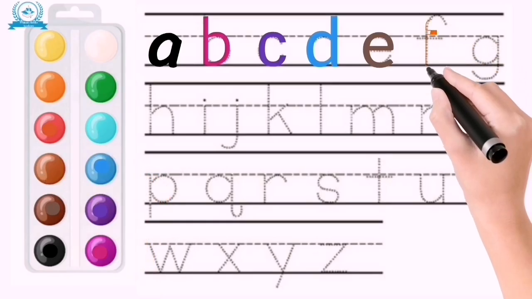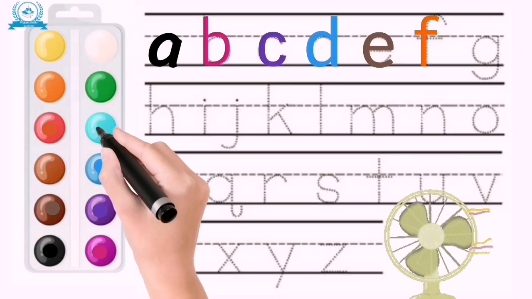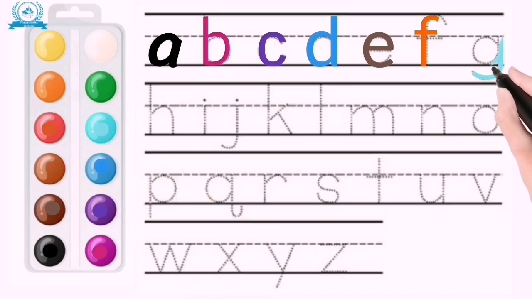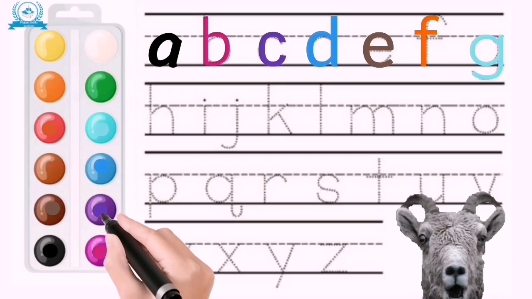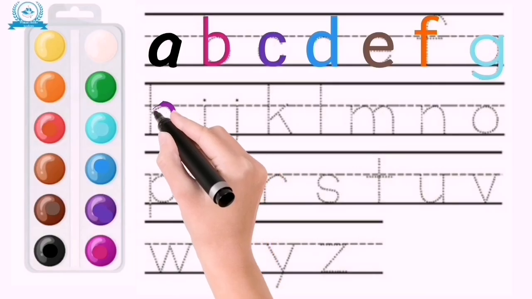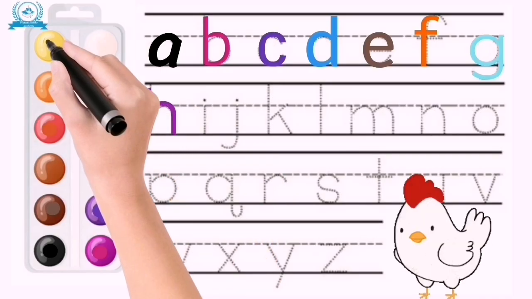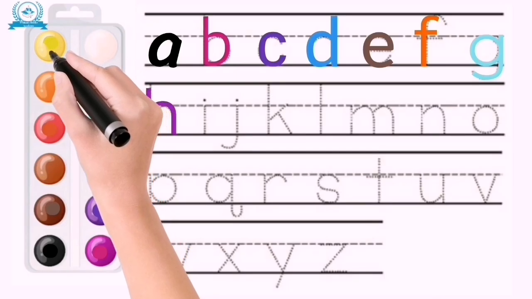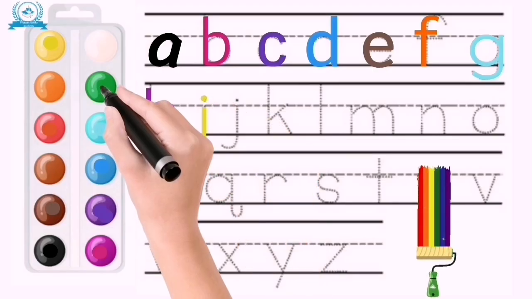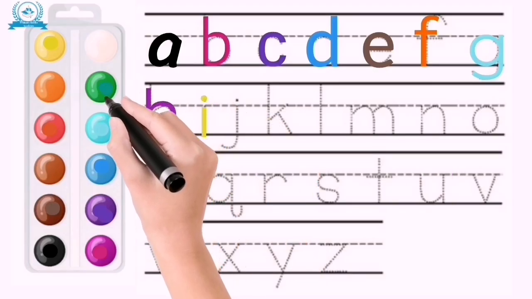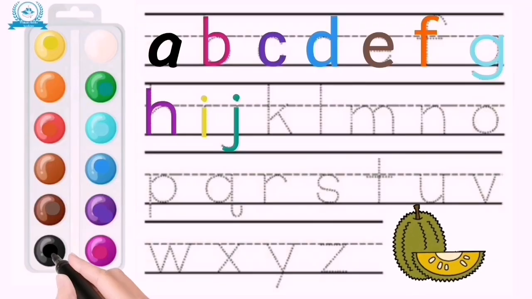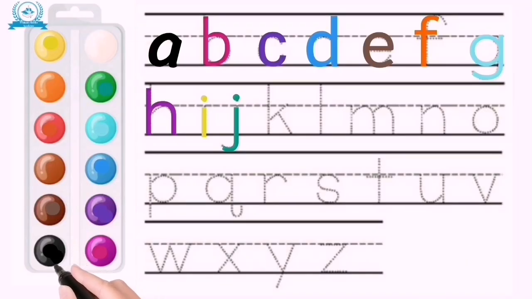F for fan. G for goat. H for hen. I for ink. J for jackfruit.